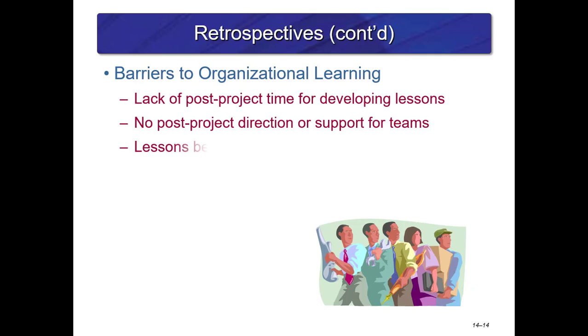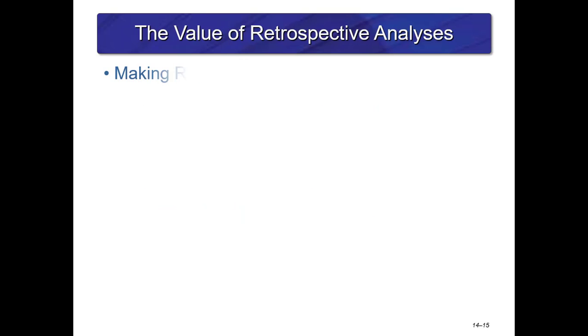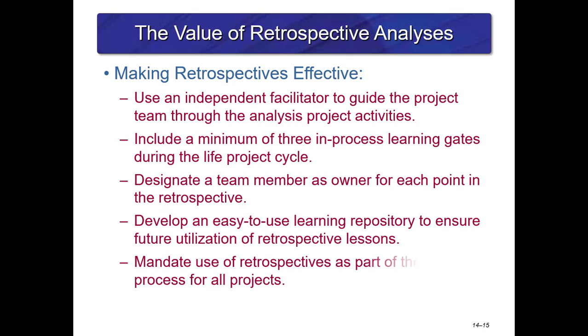Some barriers to organizational learning include the lack of project time allowed to conduct these lessons learned, not having someone responsible, and the organizational culture not recognizing the value of learning. However, to make these retrospectives effective, an independent facilitator can be assigned. A team member could be assigned as an owner for each point in the retrospective as the project progresses. And mandating the use of retrospective as part of the normal process for all projects would help those get implemented.